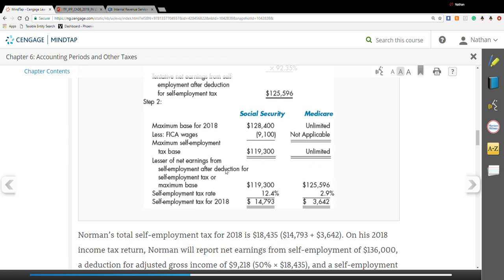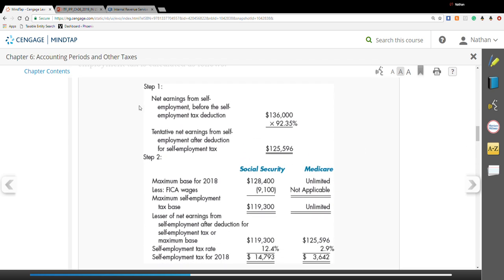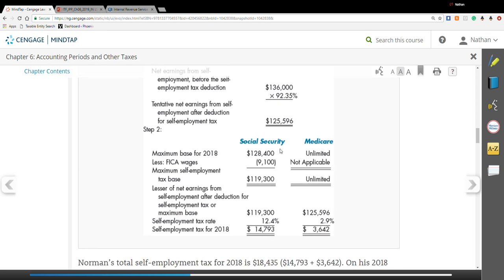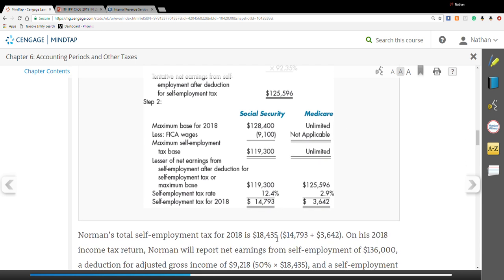And this is showing the example. So employment before self-employment tax deduction, net income, we had 136 times that 92.35, tentative net earnings 125, so we get 128,400 less FICA wages, Medicare doesn't mind, and boom, here's our rates.